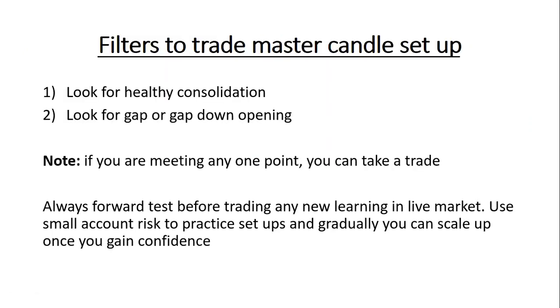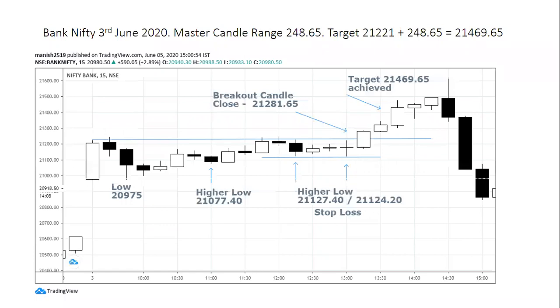Now let's quickly discuss where to place stop loss. While explaining theory, I told you when you are going for a long trade, your stop loss will be master candle low. But now we can refine this stop loss to improve risk reward ratio. So we will not keep master candle low as stop loss. We can refine it to improve our risk reward ratio.